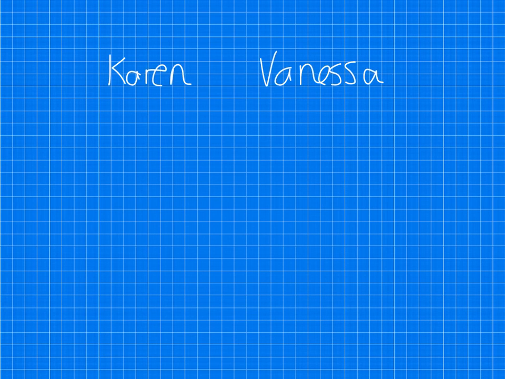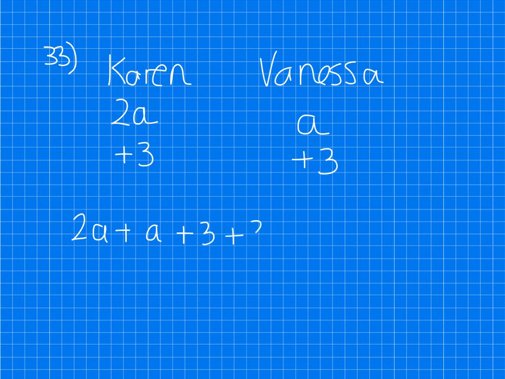For question 33, I'm going to use a little bit of algebra. We're told Karen is twice as old as Vanessa. Let's call Vanessa's age A. If Karen's twice as old as Vanessa, she's 2 A's. Okay, 3 years from now, the sum of their ages will be 42. Now, if we add 3 years to each of their ages, we know that the total will be 42. So, 2 A's plus A plus 3 plus 3 must be equal to 42.